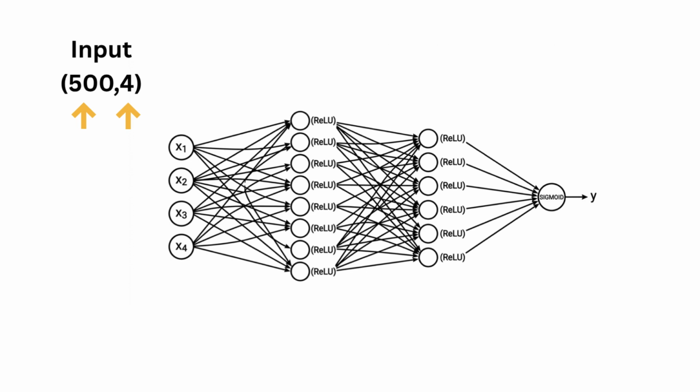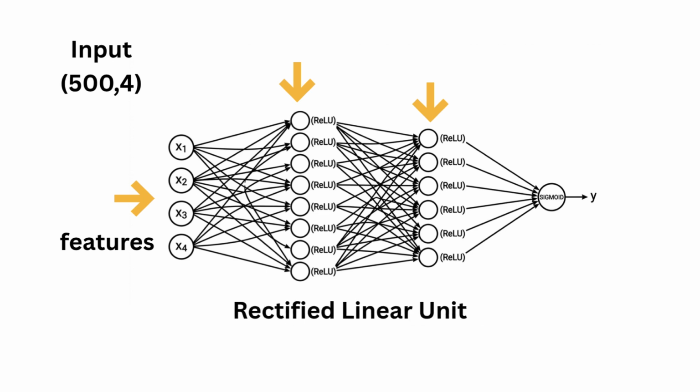Our architecture will consist of an input layer with 4 features, 2 hidden layers, the first with 10 neurons and the second with 6 neurons. Both will use rectified linear unit as the activation function. The output layer is a single neuron using a sigmoid activation function, as we are performing a binary classification task.